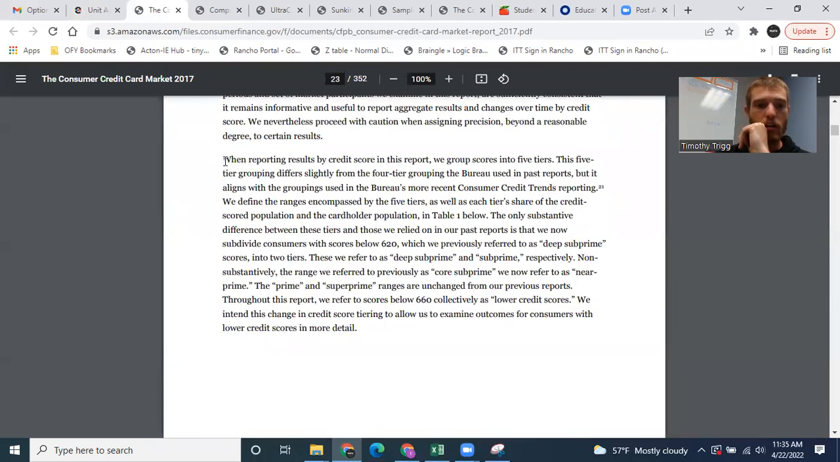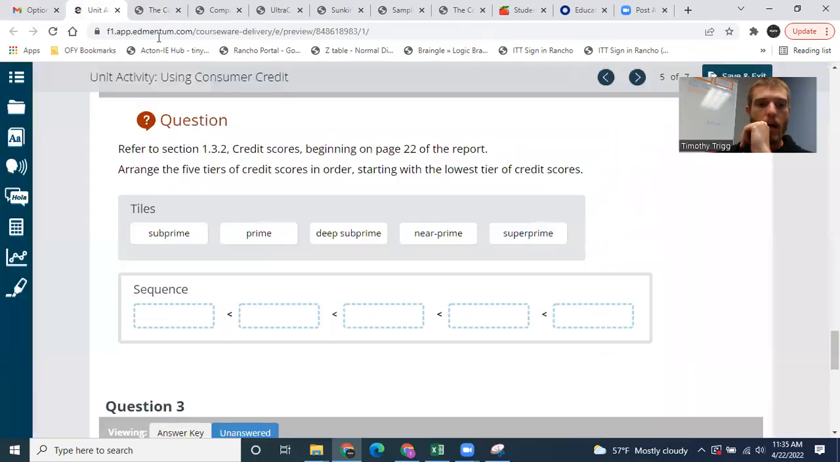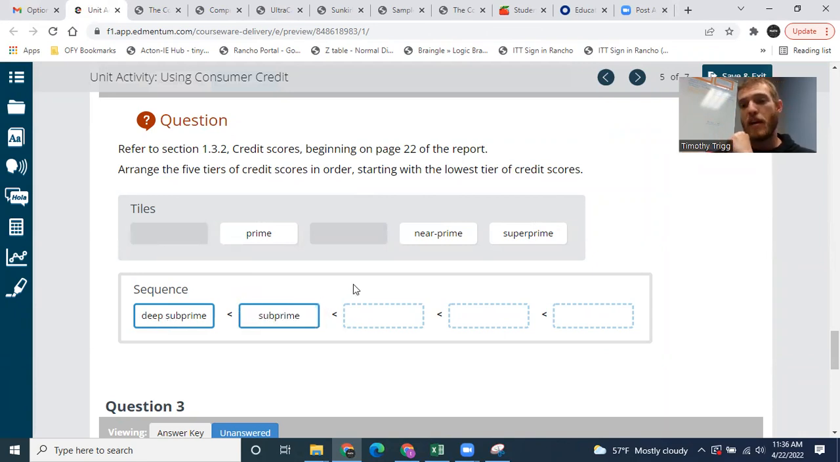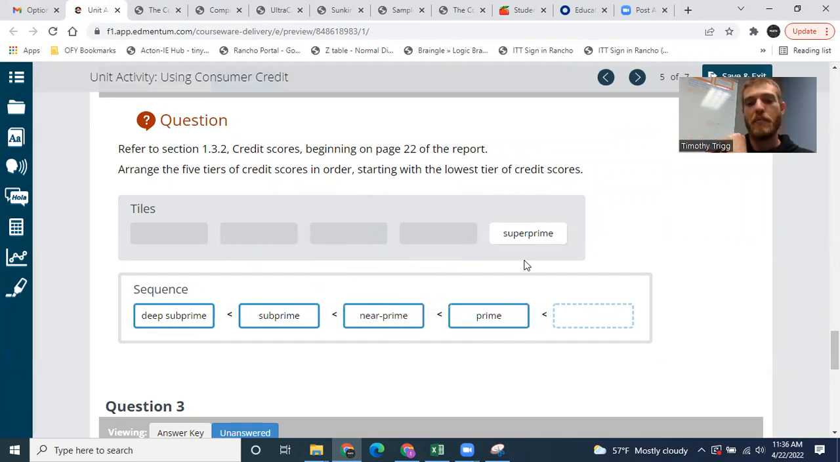They're outlined here in this paragraph. But I hope you can see that deep subprime means bad. Deep subprime is the worst, meaning you have really bad credit. Subprime means you have bad credit, but not as bad as deep subprime. Above that, you have near prime, so it's getting closer to prime. Above that, you have prime, and then super prime means you have really good credit. So pay all your credit cards and all your loans on time, and you'll have really good credit.